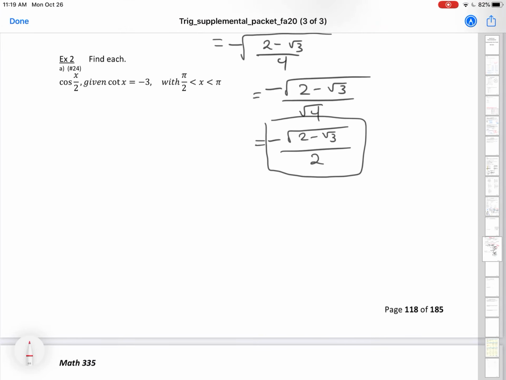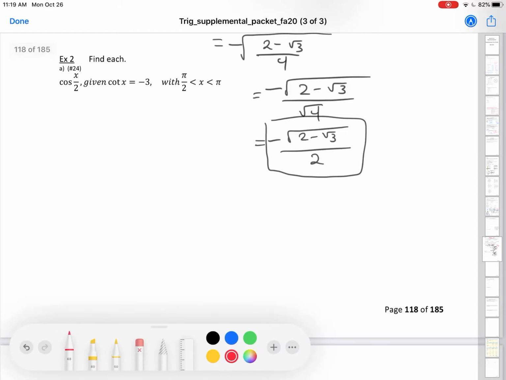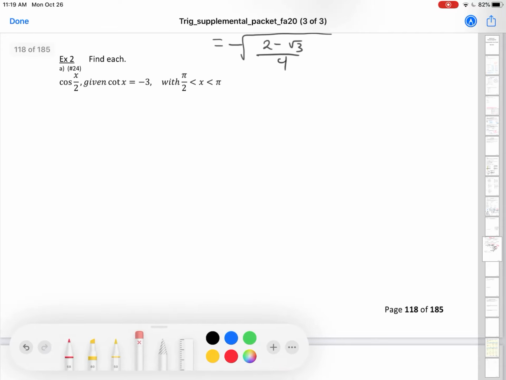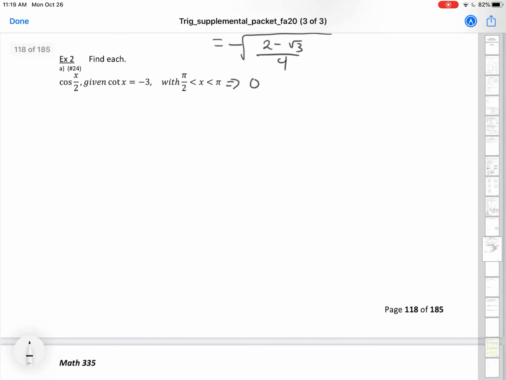So let's look at this second example, which is problem number 24. I'm going to go ahead and erase this stuff that kind of merged in there with it. And we know that we're going to try to be as careful as we can be. So they would like us to give the cosine of x over 2, given that the cotangent of x is equal to negative 3, and x is in the second quadrant, right? It's between pi over 2 and pi. So what does this mean right here? It means we're in quadrant 2, right? That's what this piece right here really means. Well, that's important for us to know.